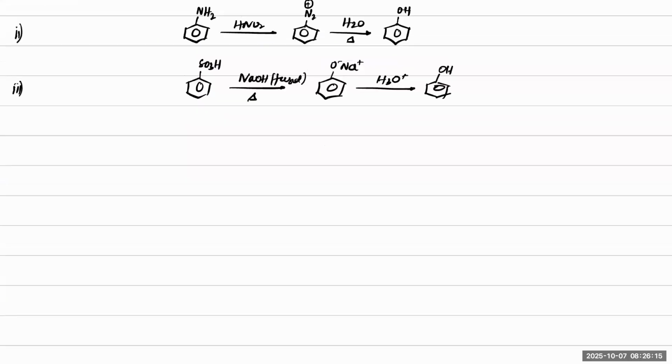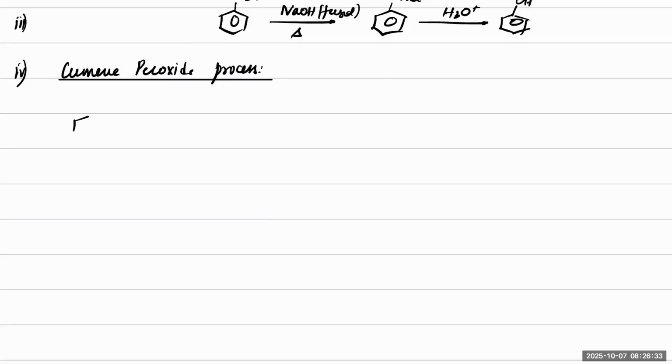Right. Next, the most important process in this case is the cumene peroxide process. I'll start with benzene onwards. Let us make it as a reaction altogether. If you have an alkyl halide in the presence of AlCl3, you know that it will go through rearrangement and you'll get this form. This is called cumene.